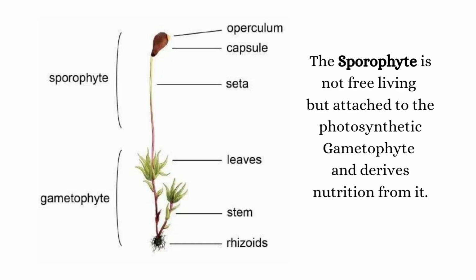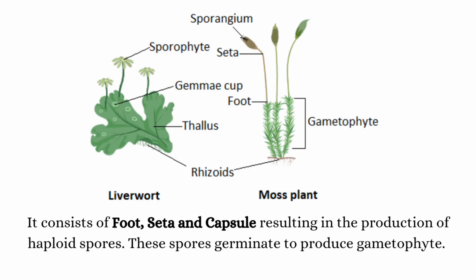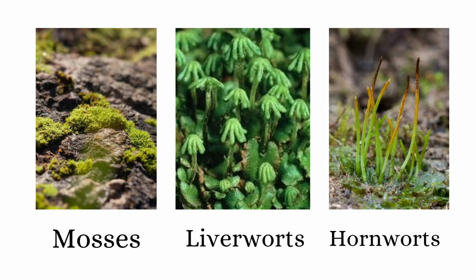Dependent sporophyte. The sporophyte grows on the gametophyte and consists of a foot, seta and capsule producing spores for reproduction. Bryophytes are of three types: mosses, liverworts and hornworts.